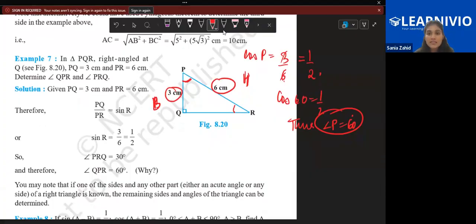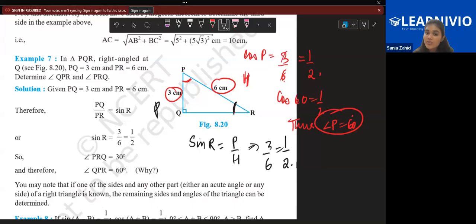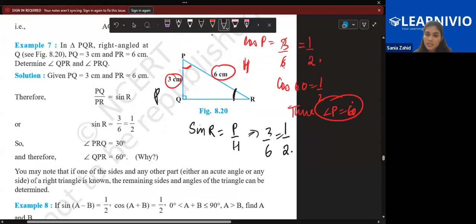Okay. Now you have this angle R. In reference to angle R, this is not the base, this is the perpendicular. So with reference to angle R, you will write sine R is perpendicular upon hypotenuse. So 3 by 6, that means 1 by 2 again. Which value for sine was 1 by 2? 30 degree. So angle R is 30 degree.